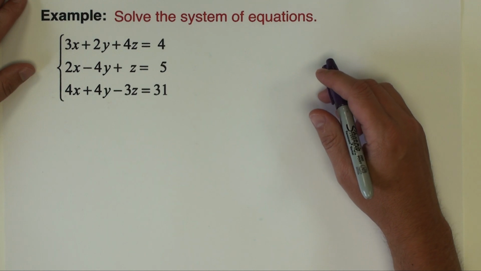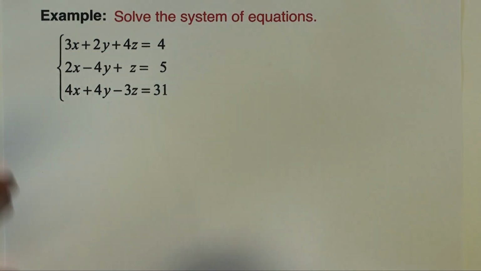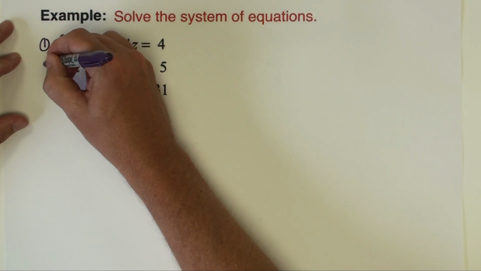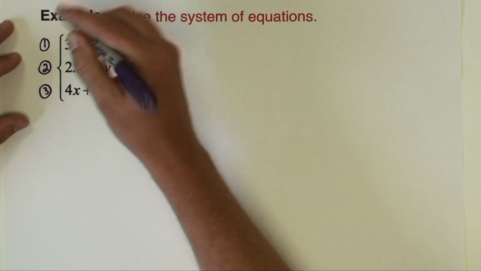All right, we've got our 3x3 system. Again, if you watched my previous video on solving 3x3 systems, you know I like to organize my work by labeling the equations. So I've got equation 1, equation 2, and equation 3.